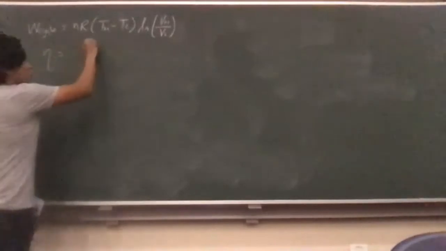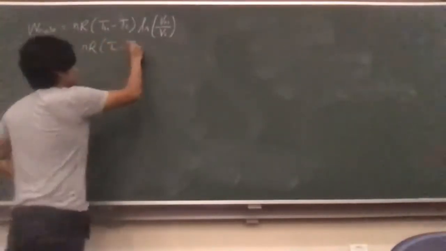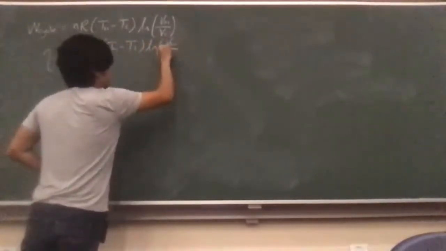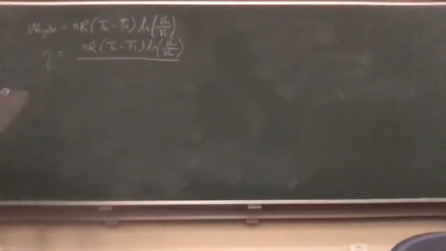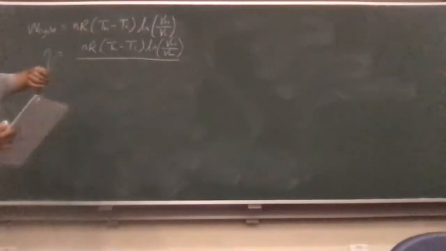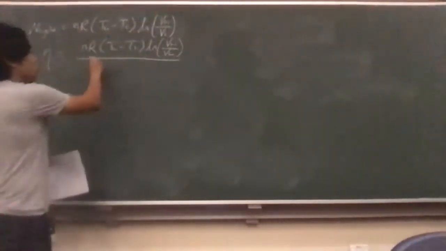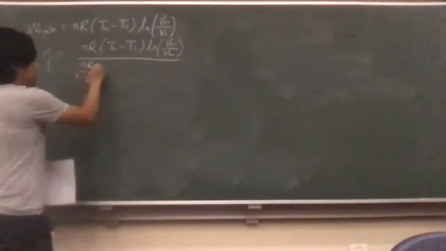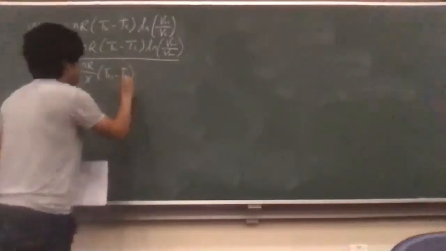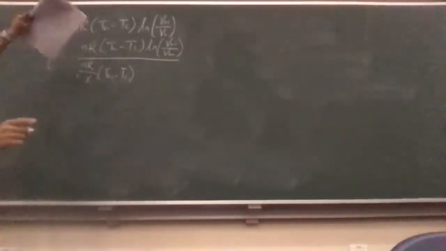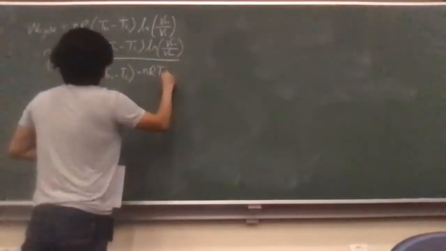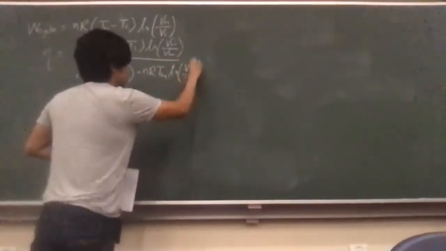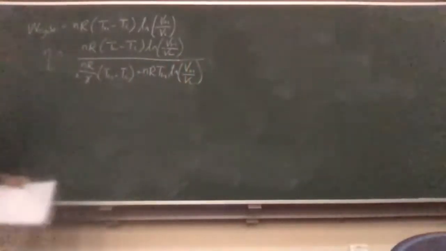So eta will equal nR Th minus Tc log of Vh on Vl, divided by the work in, so divided by the heat in. For the heat in, you have to look for the positive ones. The negative ones are the heat out, and we don't want them for this calculation. So first we have the heat from C to D: nR on 1 minus gamma, Th minus Tc. And then the other heat in will be the one that's positive work, so it's the heat from D to A. So that's plus nR Th log of Vh on Vl. The other heat terms are heat loss terms, so we ignore them.